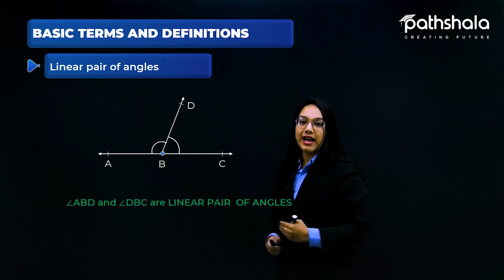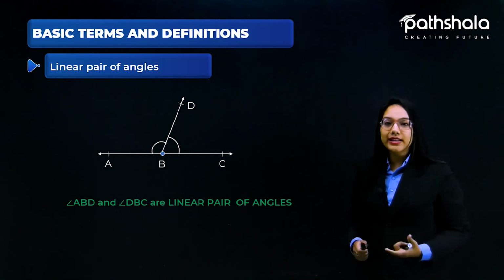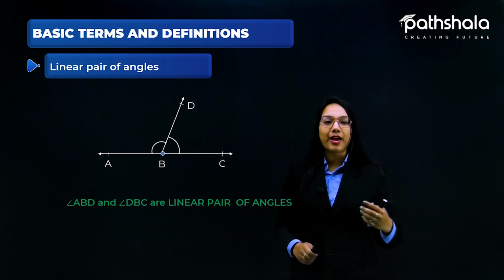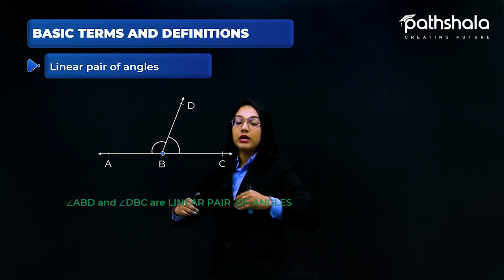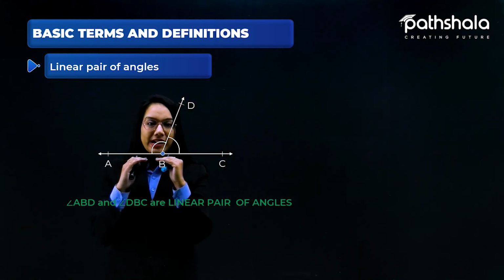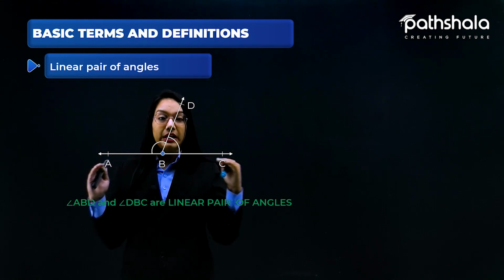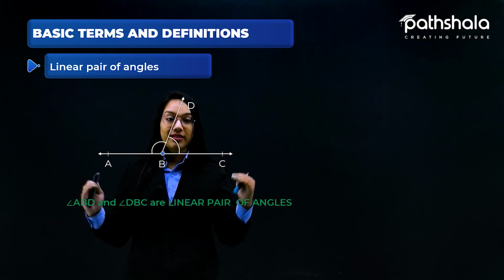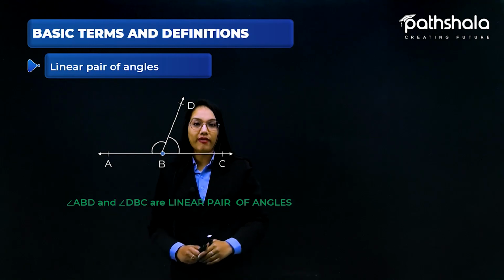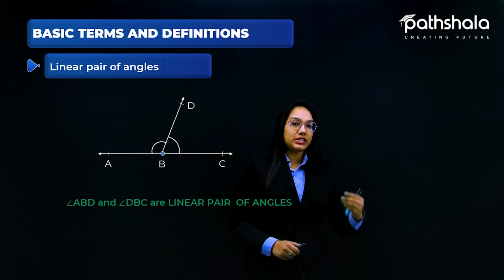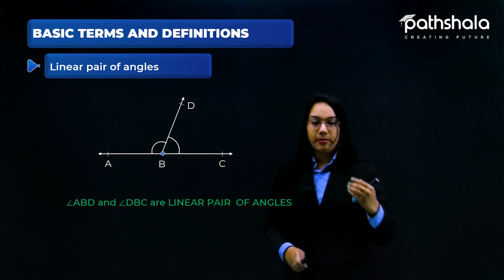So here we can say that the angle ABD and the angle DBC are the linear pair of angles because their non-common arms are forming a straight line over here. So that's why they are called the linear pair of angles. So hence this is all about the linear pair of angles.